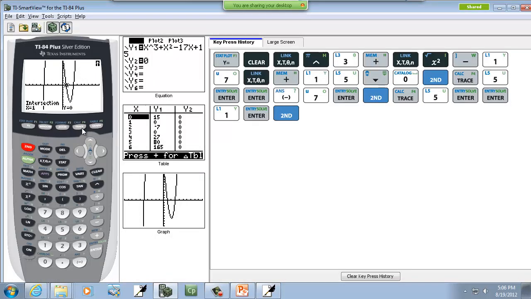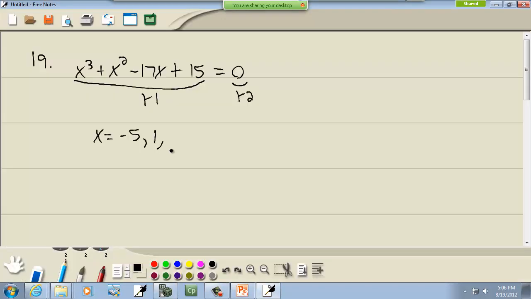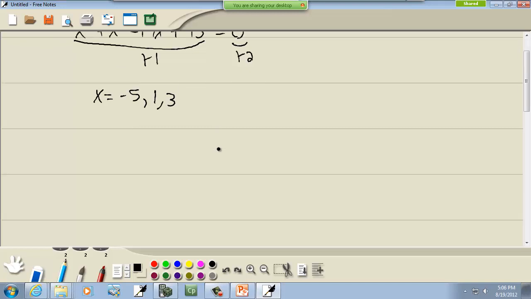So I'll do second, trace, choose intersect, enter on first curve, enter on second curve, and for the guess, this time I'm going to use my right arrow key to move my cursor over closer to the one I want to find. It doesn't have to be right on top of it, just closer to it. And then once you get that, you press enter. And I get 3. Now if it won't let you go past first curve or second curve, it means you don't have 0 on y2. This process does not work unless you have 0 on y2. Anyway, those are our 3 answers.